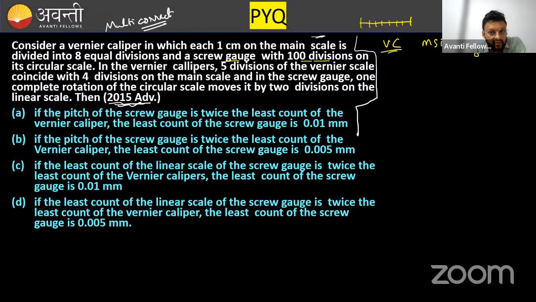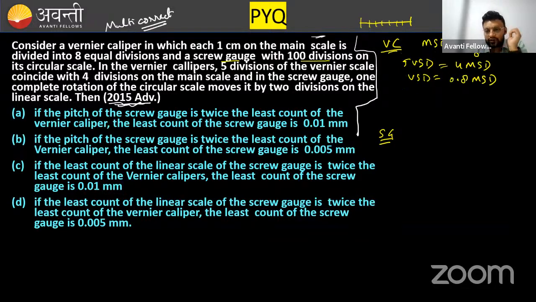Now, and a screw gauge with 100 divisions on a circular scale. Okay, so there is one screw gauge done, 100 divisions on its circular scale. Very good. In the vernier calipers, 5 divisions of the vernier scale, 5 VSD, coincide with 4 MSD. Done. Then can I say 1 VSD is equal to 4 by 5, which means 0.8 MSD. Is it correct?